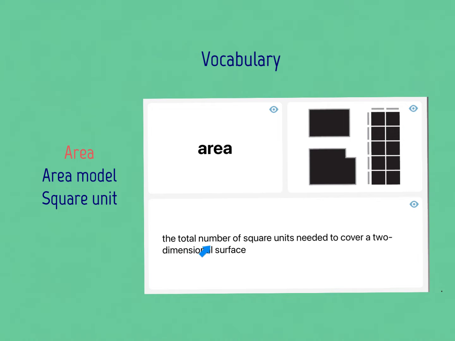Area is the total number of square units needed to cover a two-dimensional surface. In this example, we see 1, 2, 3, 4, 5, 6, 7, 8, 9, 10 square units that make up the area of that rectangle.